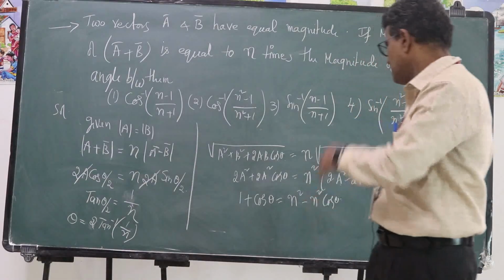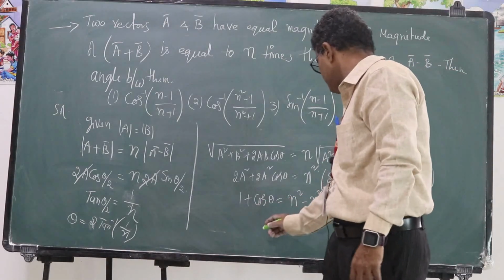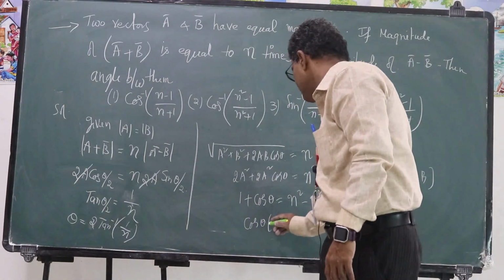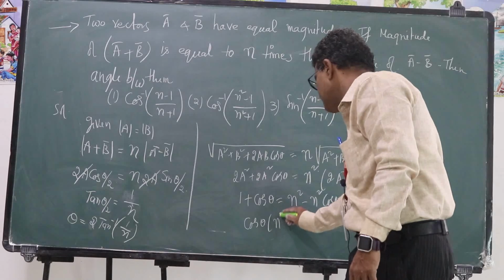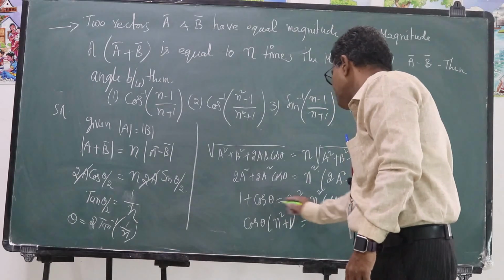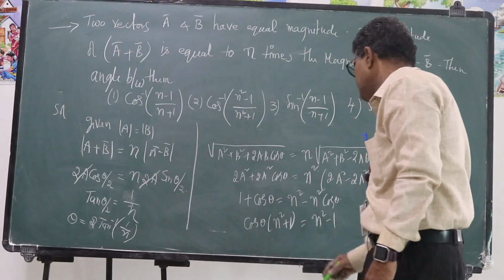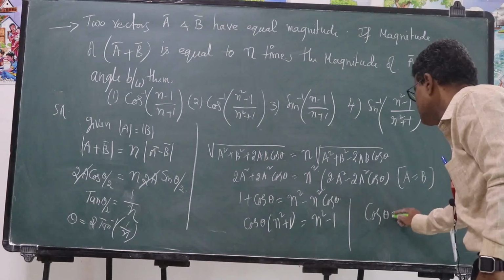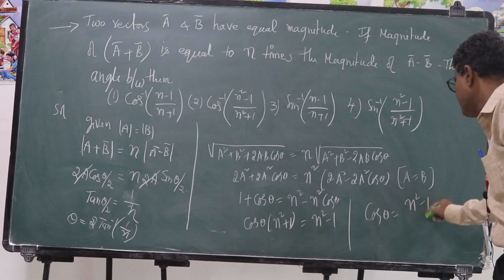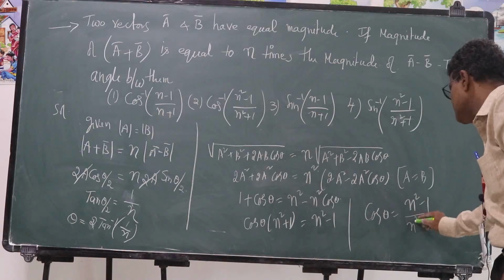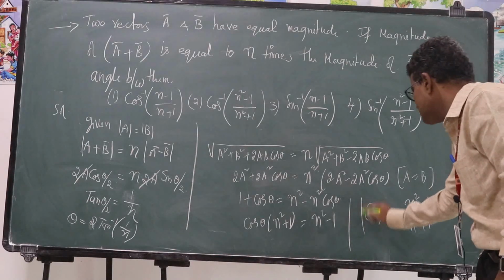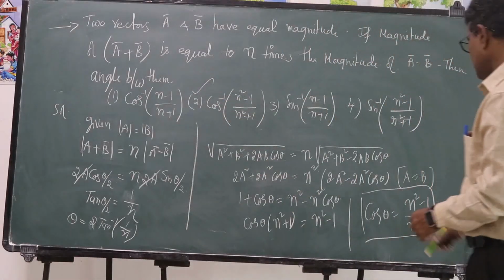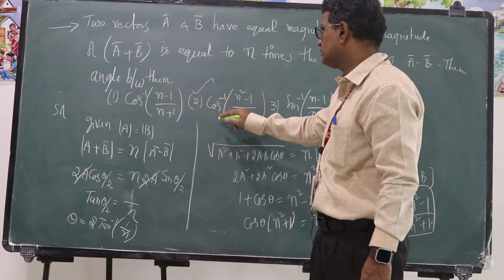I want theta, so bring this one over and take cos theta common. So cos theta times n square plus 1 is equal to n square minus 1. So cos theta is equal to n square minus 1 by n square plus 1. So theta is cos inverse n square minus 1 by n square plus 1. So this is the answer.